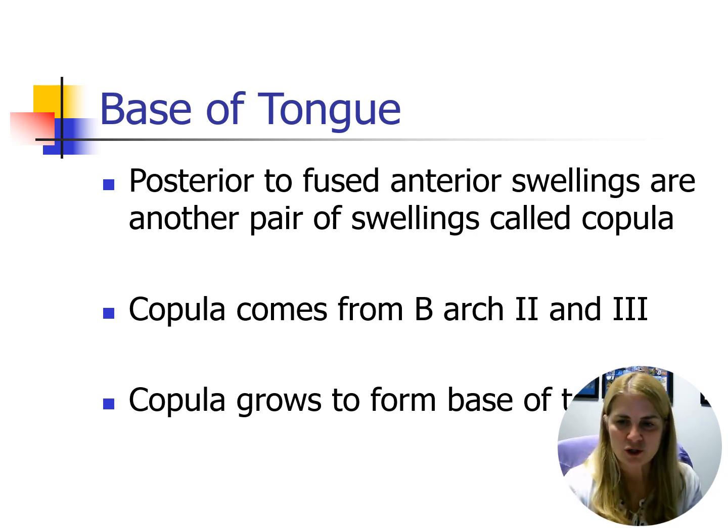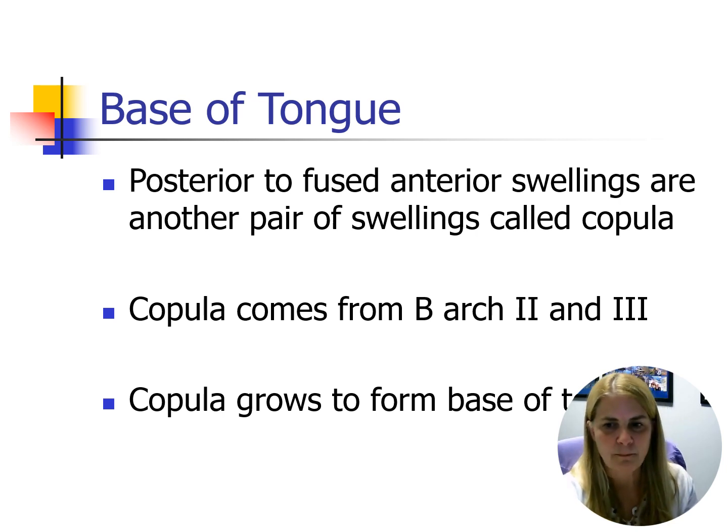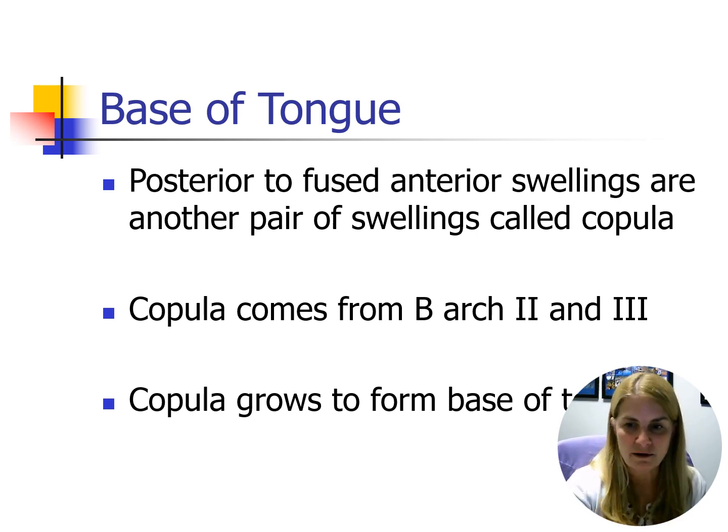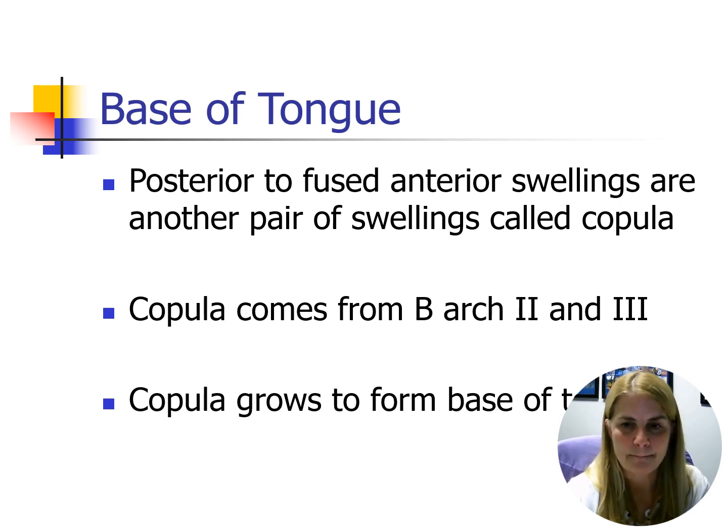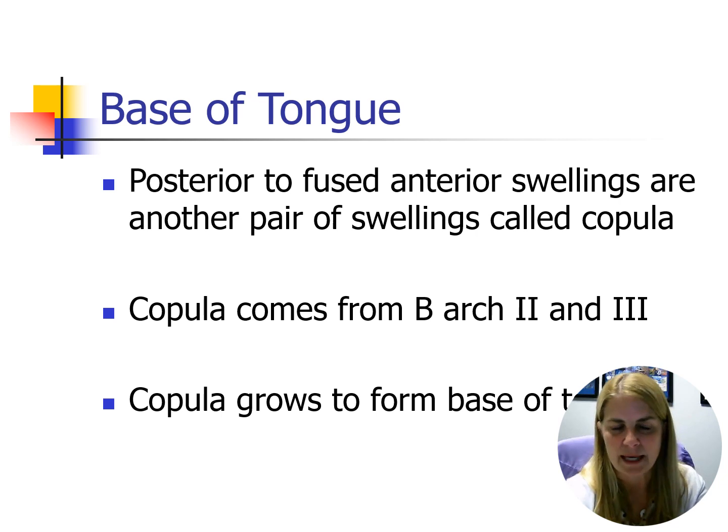The anterior swellings and the tuberculum impar for the body of the tongue developed in front of that area, and then now everything is coming together, base and body. They're going to meet at the sulcus terminalis, and the base of the tongue is going to come from the copula that is right behind there.